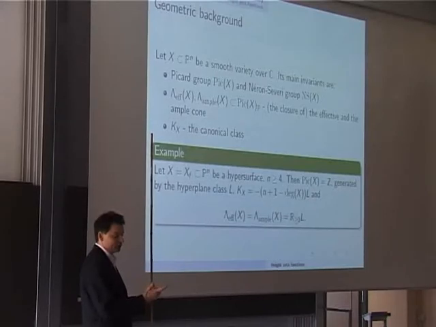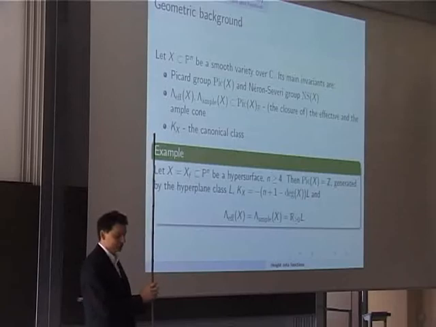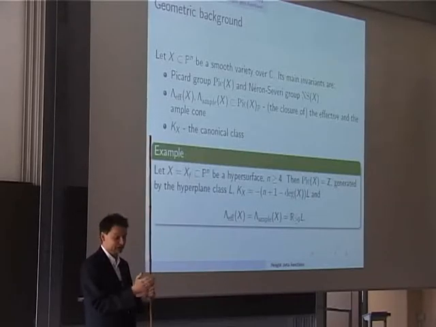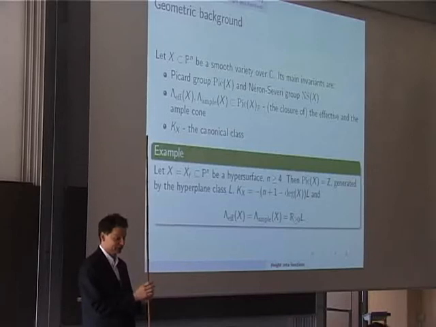Now, in the surface case, they're dual. So for cubic surfaces, del Pezzo surfaces we're looking at, these are two dual cones. And finally, the canonical class is just a vector in the lattice, if you like, in the Néron-Severi lattice.